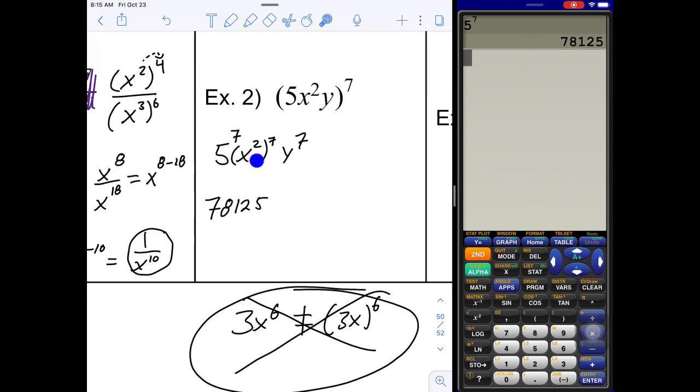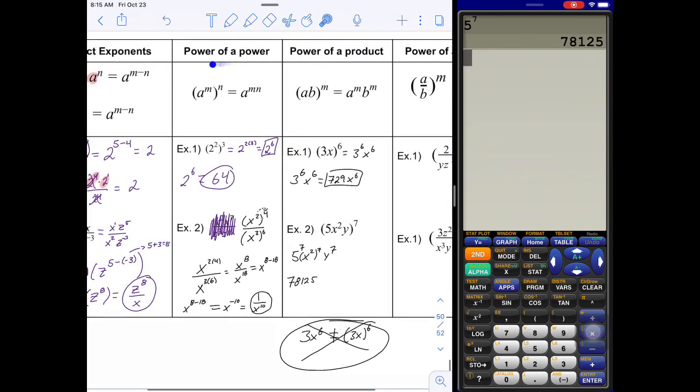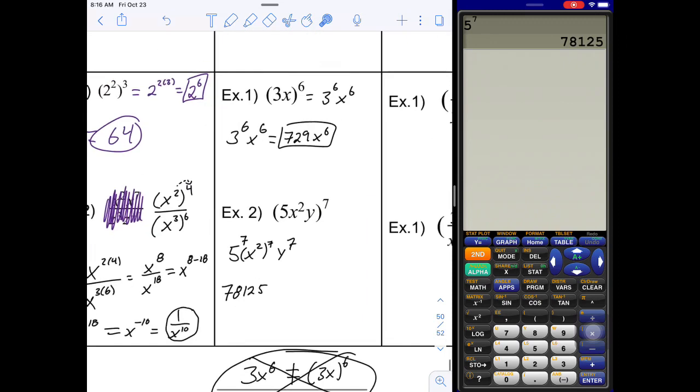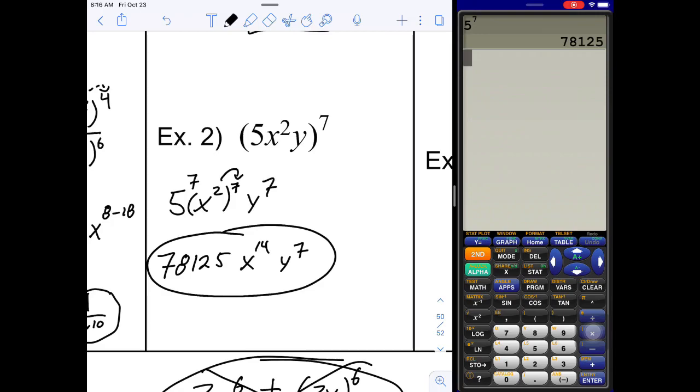Well, the way I'm going to simplify x squared to the power of 7 is I'm going to use my power law. So here I have a single exponent, and it has a single base, which is x, and it has two powers. So what do I do with those two powers? I multiply them. So this will become 2 times 7, which will become x to the power of 14, and then y to the power of 7. So there's my simplified version.